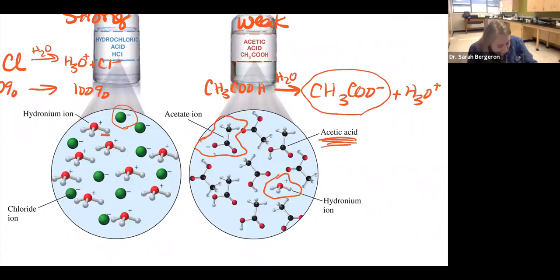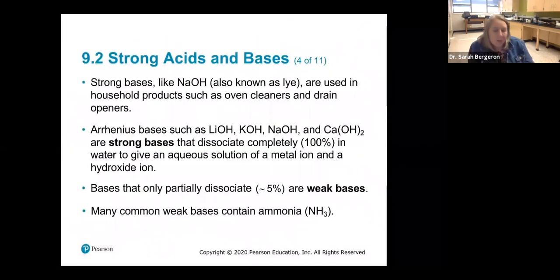So 95% is still the original, and only maybe 5% is the product. So that's the difference between a strong and a weak acid. You can also do the same comparison with bases.